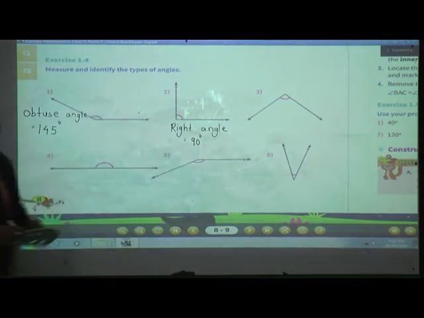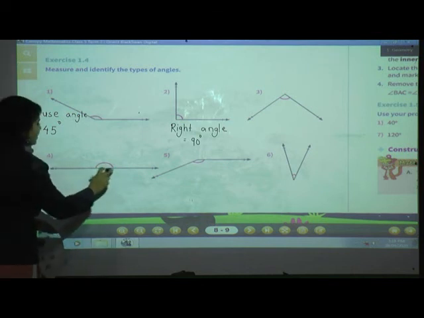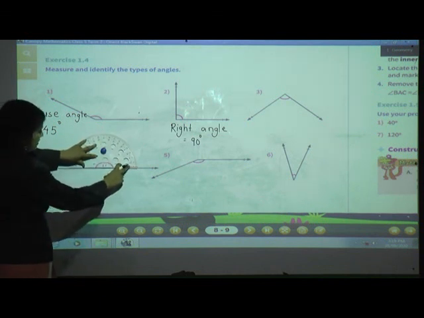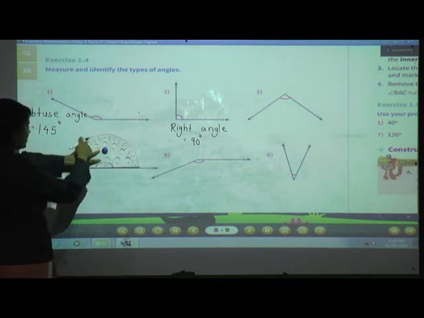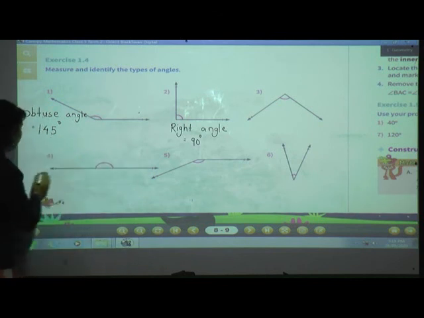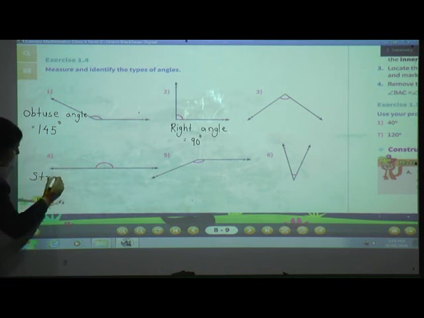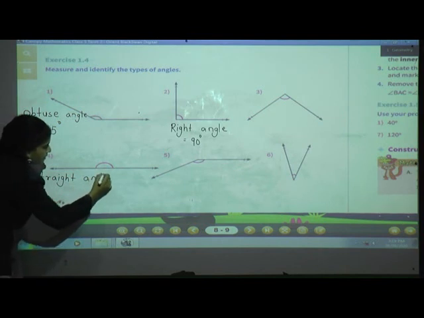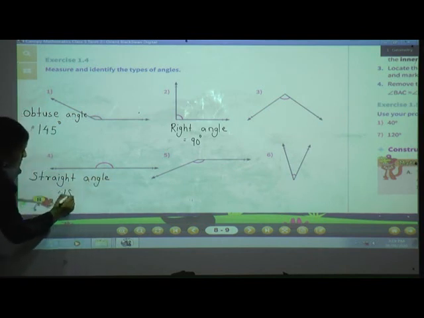Now the fourth one. It is a straight angle. See students, just now we have studied, it is a straight angle. You can see that this is a straight angle, and the measurement of the straight angle is, here students, 180 degree.